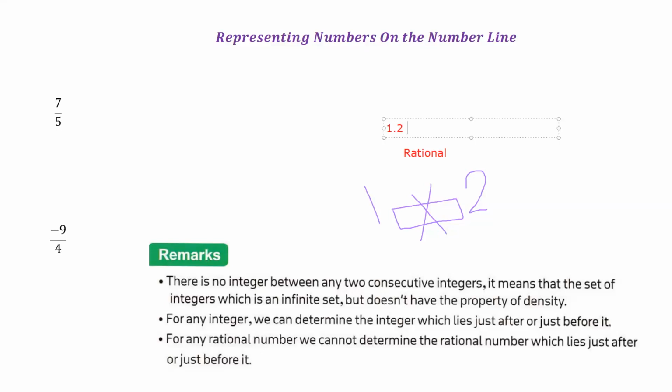Like you can find 1.2, 1.3. You can find 1 point, for example, 222. You can find 1 and 1/2, a mixed number like that. So you can find an infinite number of rational numbers, but you can't find any integer between these two consecutive integers.